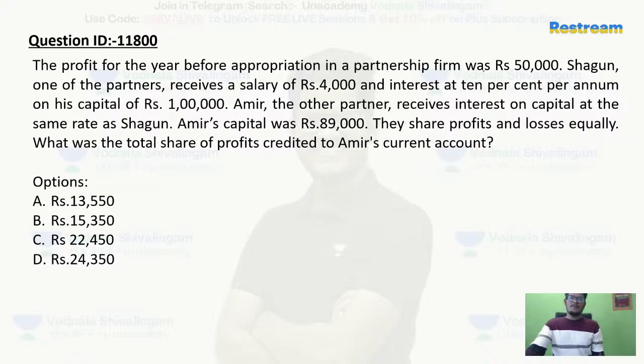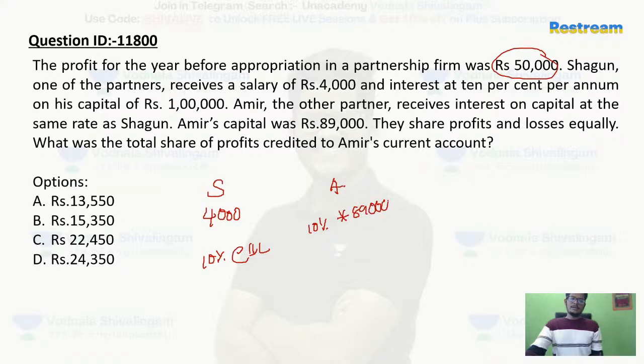Profit for the year before appropriation of the partnership firm is 50,000. Shagun receives a salary of 4,000 and interest at 10% per annum on the capital of 1 lakh. Amir, the other partner, receives interest on capital at the same rate, 10% on 89,000 capital. Profits and losses are shared equally. What is the total share of profit credited to Amir's current account?